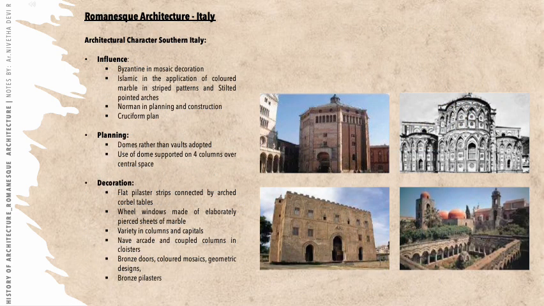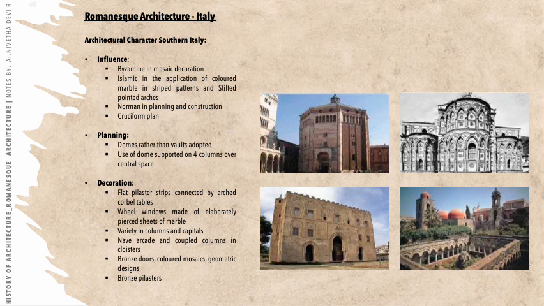Architectural character: Southern Italy. Influence: Byzantine in mosaic decoration. Islamic in the application of colored marble in striped patterns and stilted pointed arches. Norman in planning and construction. Cruciform plan. Planning: domes rather than vaults adopted. Use of dome supported on 4 columns over central space. Decoration: flat pilaster strips connected by arched cobble tables.